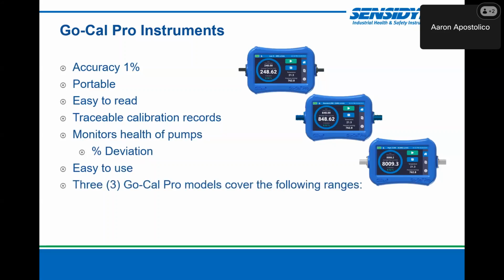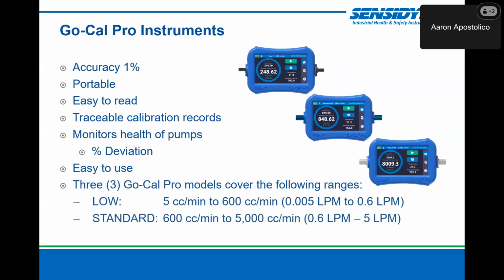And the instrument comes in 3 models, as you see in this picture, with flow ranges that cover 5 cc's per minute to 600 cc's per minute for the low flow. Our standard flow is going to be from 600 cc's per minute all the way up to 5 liters per minute. And then our high flow unit will go from 4 liters per minute all the way up to 30 liters per minute.